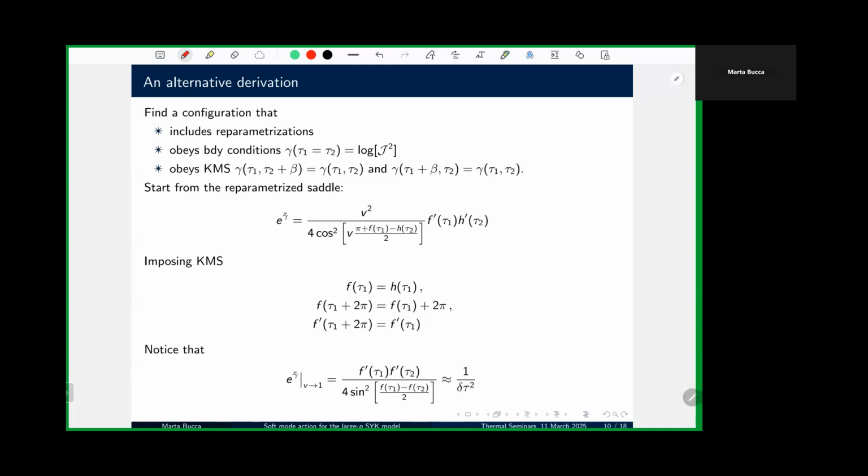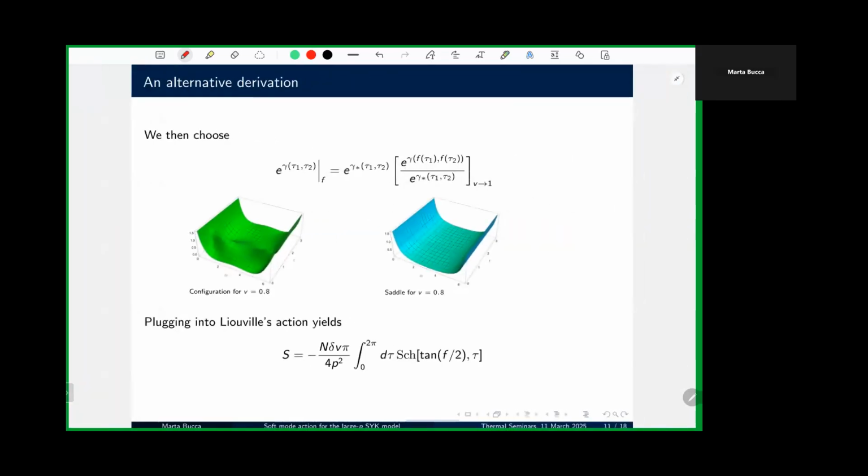And by observing this, we can then construct something that goes to 1 on the boundary. So specifically, we're considering this ratio. So it's the ratio between the reparameterized saddle and the actual saddle. And this ratio is then computed in the infrared regime, so for V going to 1.